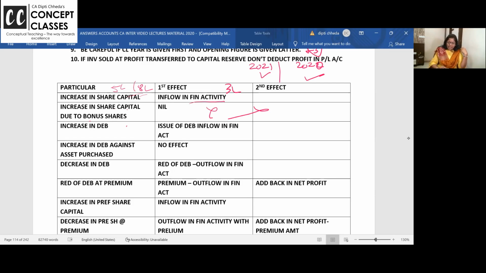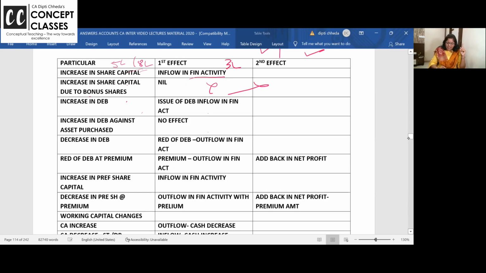Right? If debentures are increasing, means debentures are issued in financing activity. But if debentures are increasing against asset purchase, no effect. These are our own created examples in the regular class. Clear? If debentures are increasing, 5 lakh to 6 lakh, but 1 lakh debentures which have been issued, they have issued to purchase plant and machinery. No effect. Now, if debentures are decreasing, outflow in financing activities that you have redeemed the debentures.